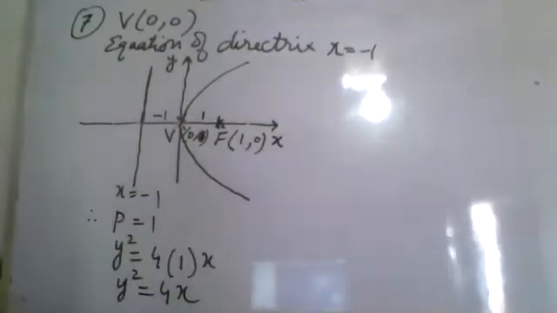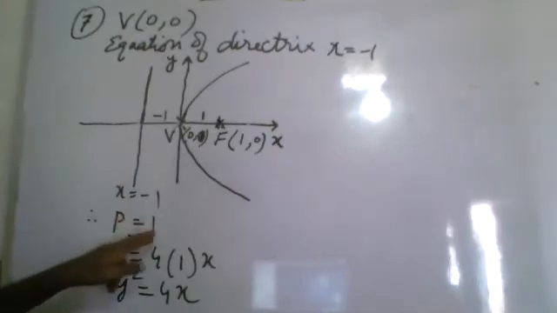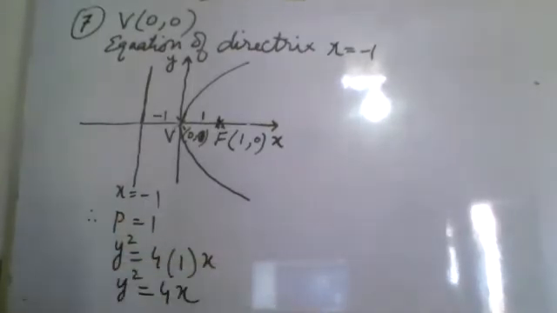2,0. Then the value of p will be 2. It will be 4 into 2 into x. It will be y square is equal to 8x.